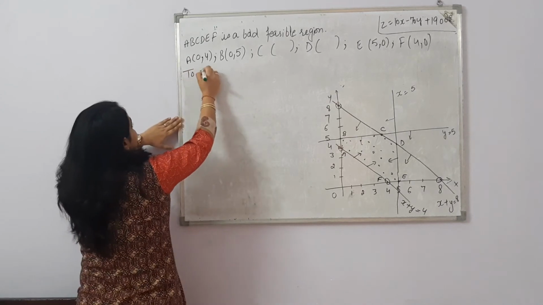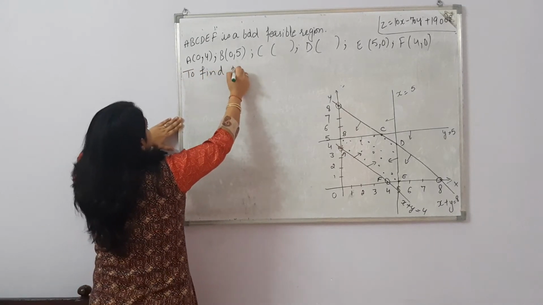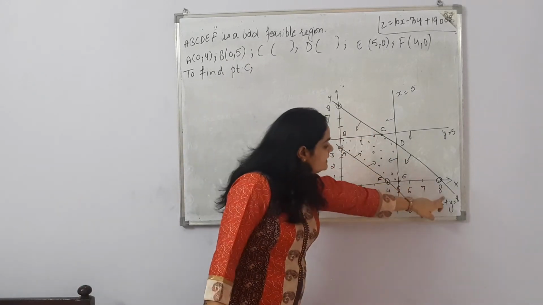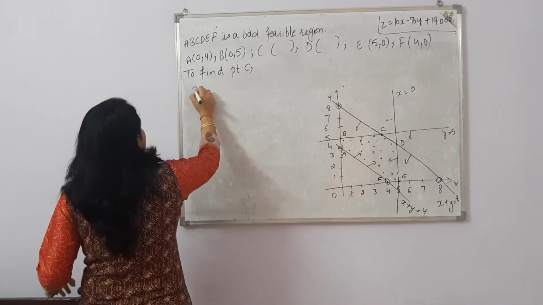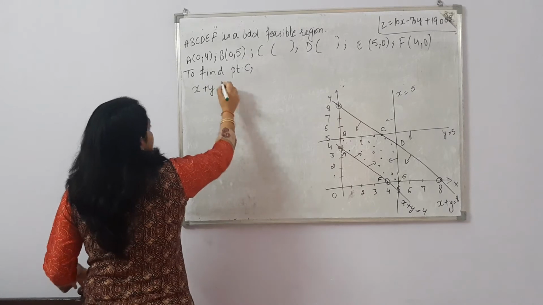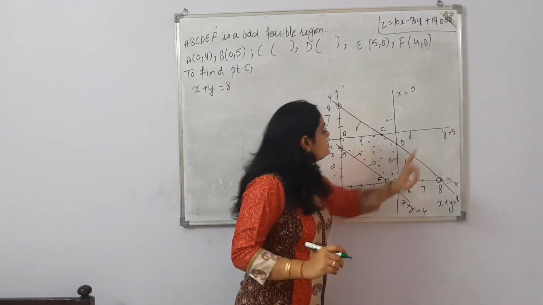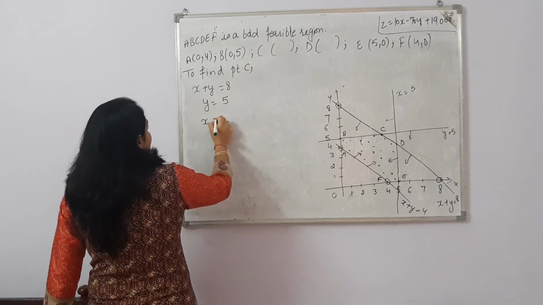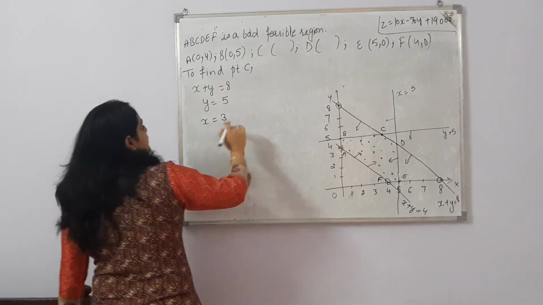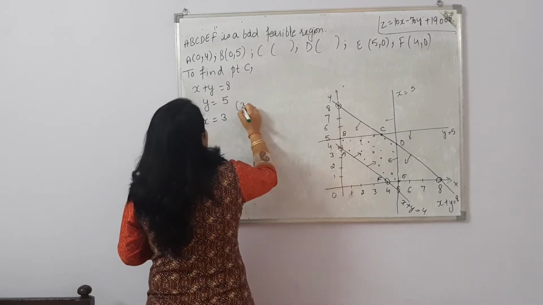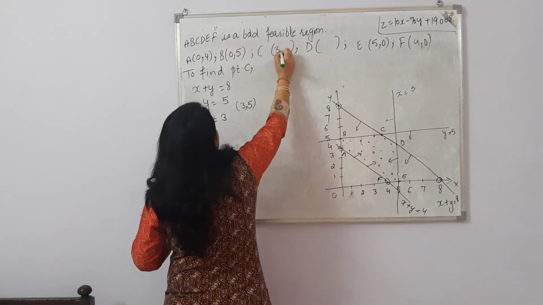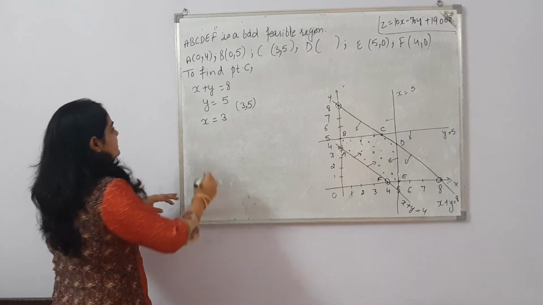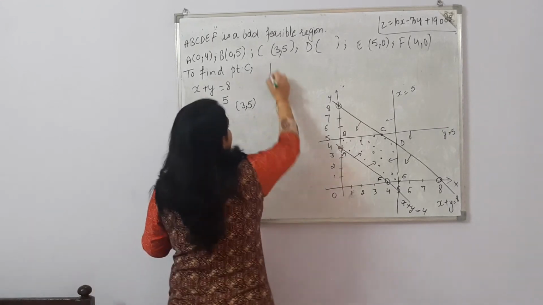First of all, we'll find the point C. C is the intersection point of the line x plus y equals 8 and y equals 5. After substituting y equals 5, we get x equals 3. The point C is (3, 5).